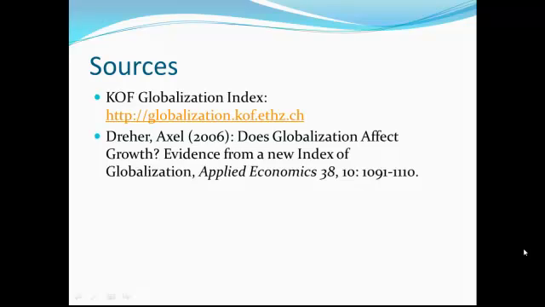Some of the sources you could refer to. Most importantly, the KOF Globalization Index is available at this website, globalization.kof.ethz.ch, and the other reference article which you can look up is Does Globalization Affect Growth?